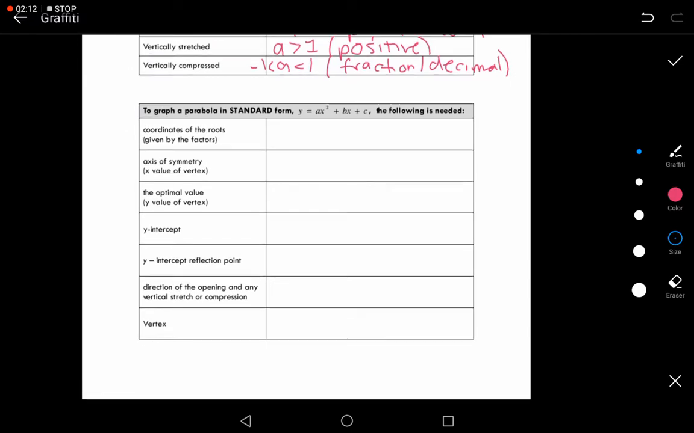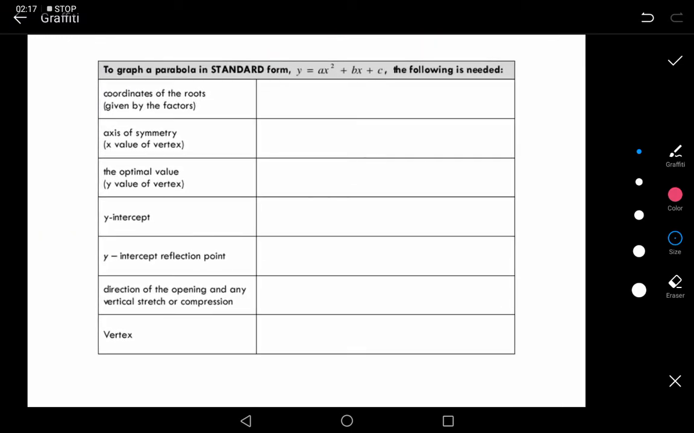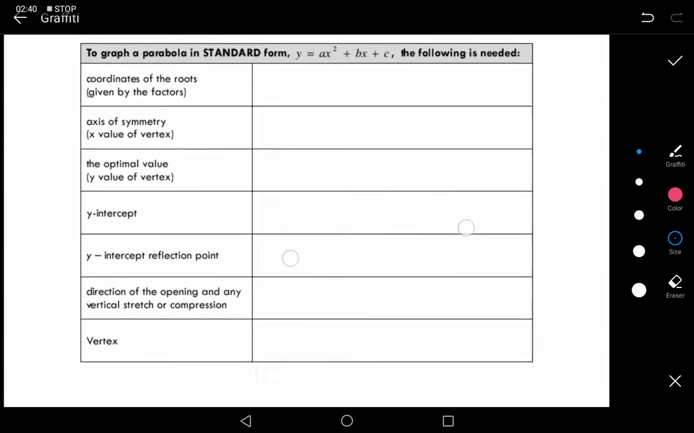So this note, we are going to focus on how to graph if we have an equation in standard form, okay, which again we've talked about throughout this unit. So if we have it in standard form, what we need to know is the coordinates of the roots. So the coordinates of the roots are given by the factors.